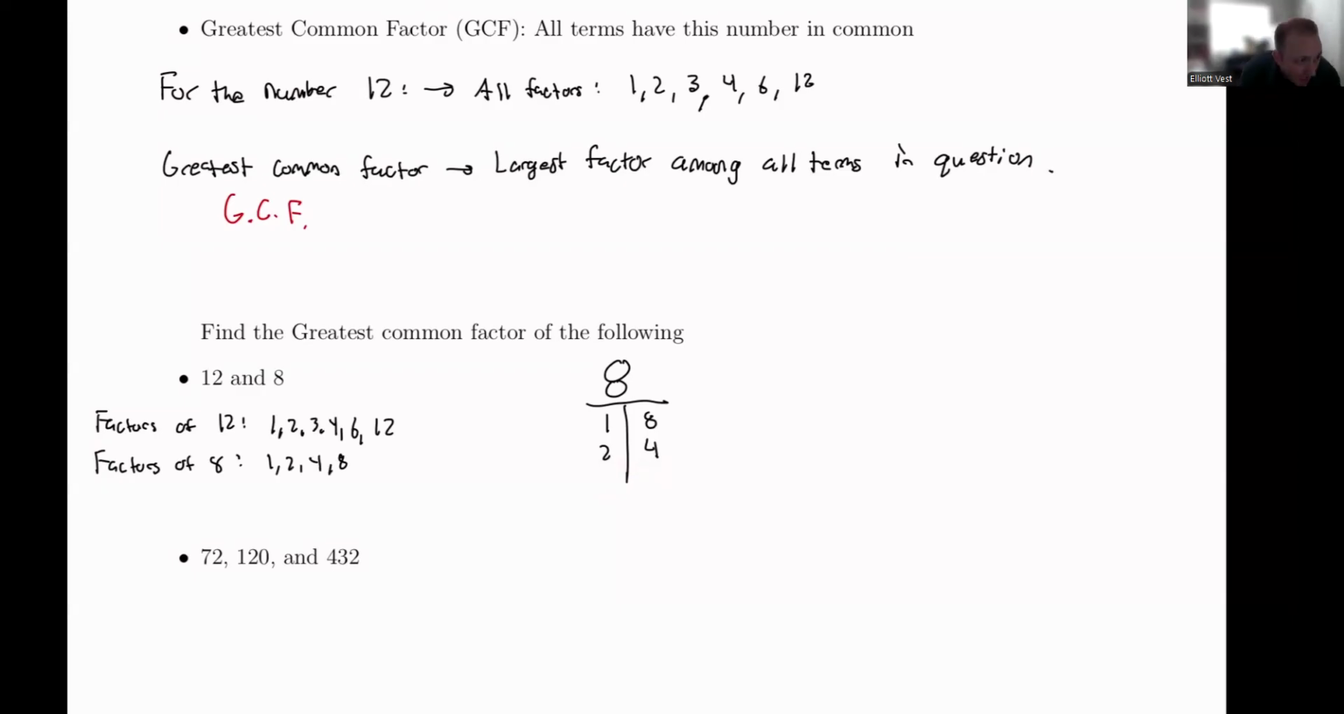So we can look at the greatest common factor here as the largest number in both of these lists. What do you know? I have 4 and 4 here. Therefore, my GCF is equal to 4. Not too bad when we're doing small numbers.